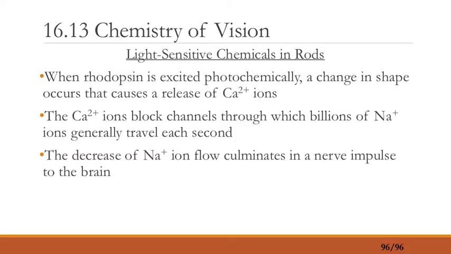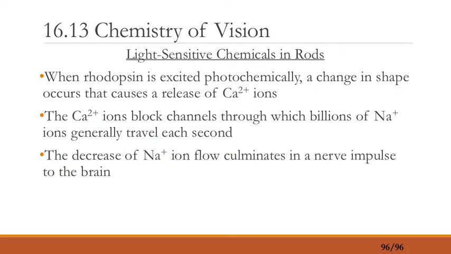When rhodopsin is excited photochemically, a change in shape occurs that causes a release of calcium 2+ ions. The calcium 2+ ions block channels through which billions of sodium ions generally travel each second. The decrease of the sodium ion flow culminates in a nerve impulse to the brain. And so again, it's the cis to trans isomerization that has been proven to cause that. And it's really just due to conjugated double bonds.